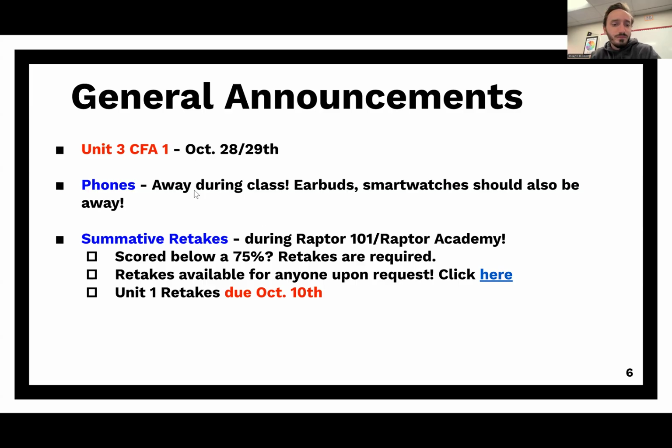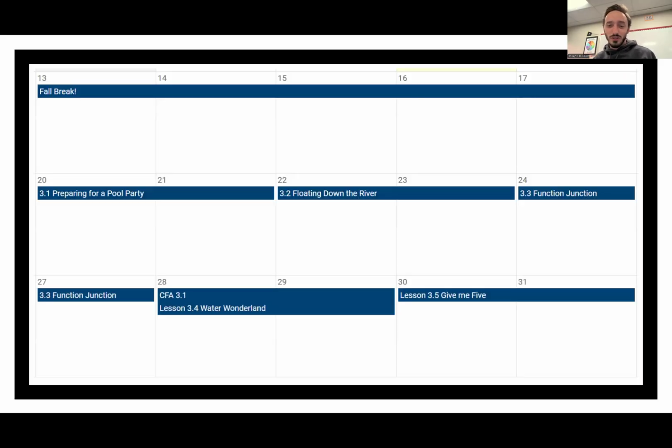We're going to take our first CFA assessment, probably our only CFA assessment for Unit 3, on October the 29th for you guys in the B-Day crew. If you're still working through some summative retakes in Raptor 101 or Raptor Academy, don't fret. This deadline of October the 10th before fall break is mainly for people that are completing it in the testing center. I think Raptor Academy is just a little bit behind, so I want to make sure that they get all the time they need to get you where you want to go. Otherwise, Unit 3 is going to be pretty short.